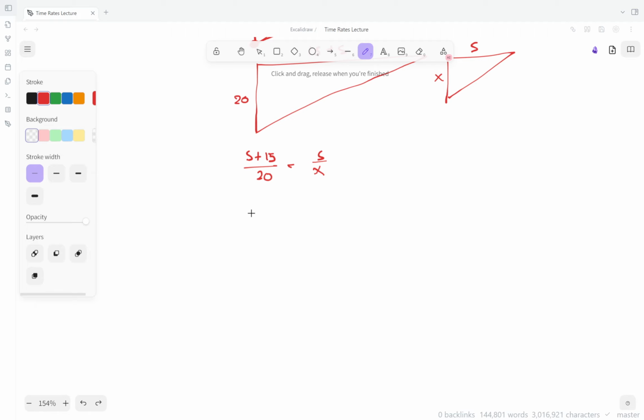So what's next? Well, next thing is you can simplify this a bit. Maybe you can multiply both sides by 20 to get rid of the 20 denominator. Then essentially you have S plus 15, and you get 20S over X. Next, maybe you can cross multiply. You get SX plus 15X equals 20S.